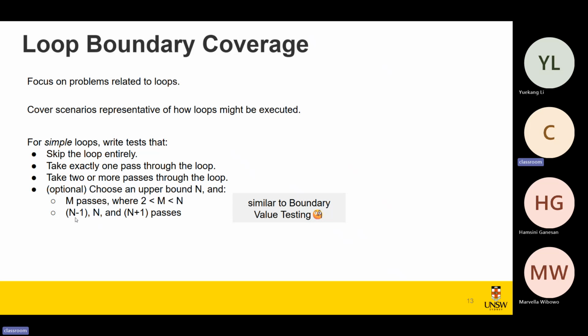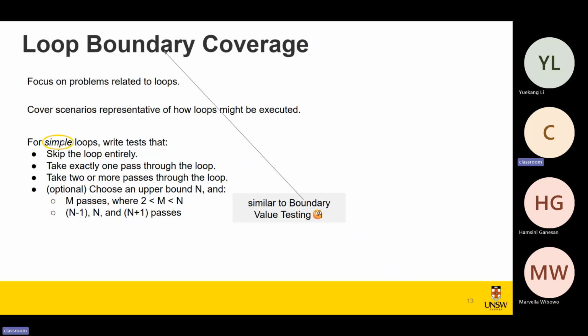And here, n-1 is like a small value that is valid. A value that is valid and it is within the boundary of a test case, and n is exactly on the boundary, and n+1 is a little bit invalid. So that is why this is called loop boundary coverage. So we care about the boundary values of how many times we could execute a loop.